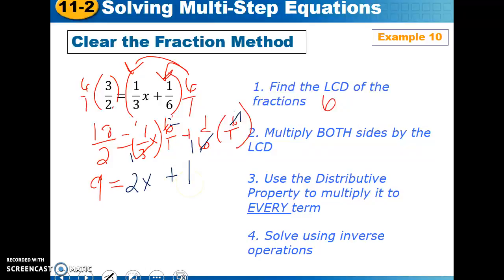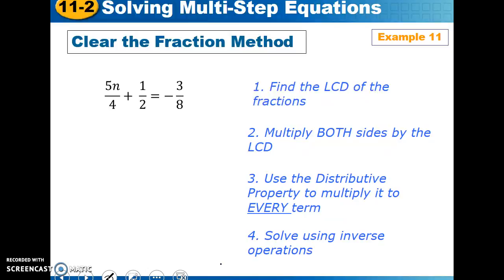So this is solving using inverse operations. Do the opposite with the addition or subtraction first. Minus 1, that leaves me with 8 equals 2x. Divide by 2, divide by 2. 4 equals x.